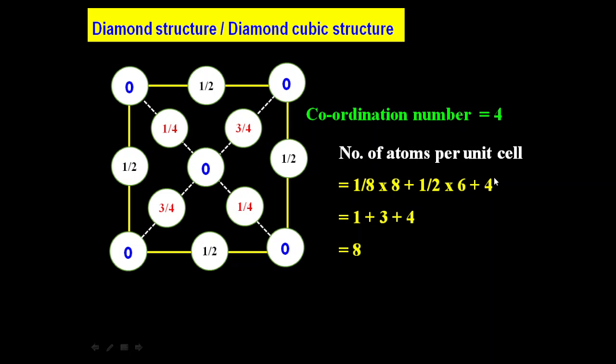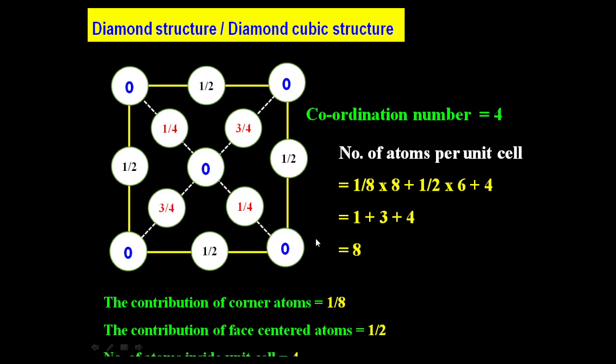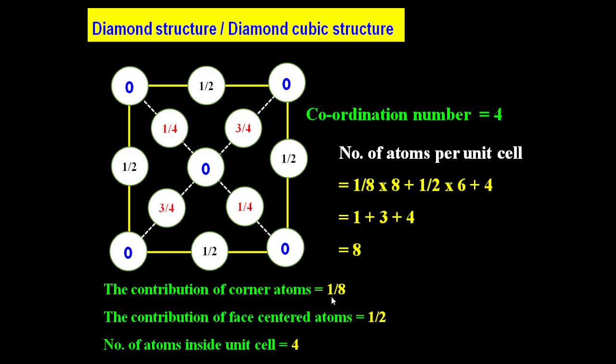Half into 6, plus 4 atoms inside the unit cell. So total, if I calculate these, 8 cancel, 1 plus 2 ones are 2, 3s are plus 4. So there are 8 atoms per unit cell, and we know that the contribution of corner atoms is 1 by 8, contribution of face center is half, and number of atoms inside the unit cell is 4. So total number of atoms per unit cell for this diamond structure will be 8.